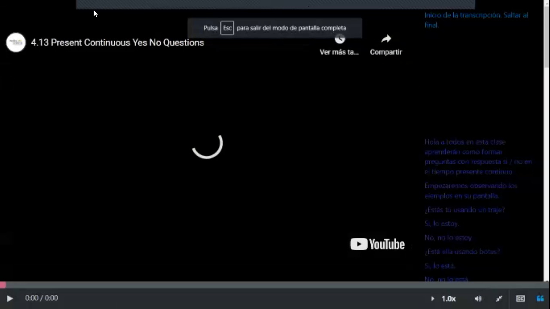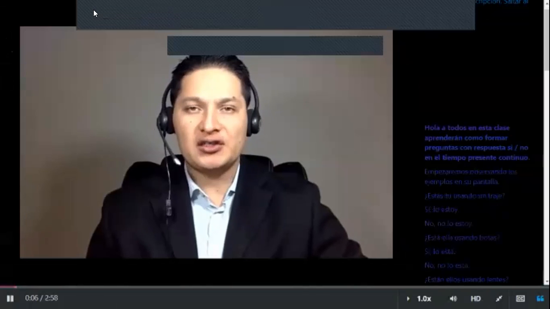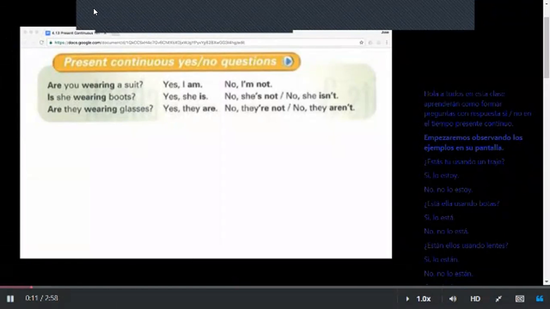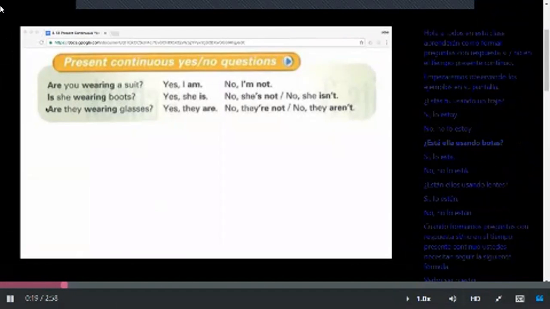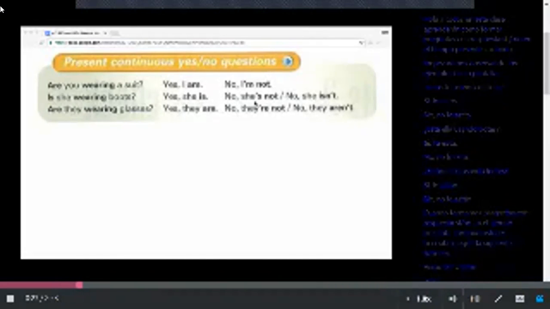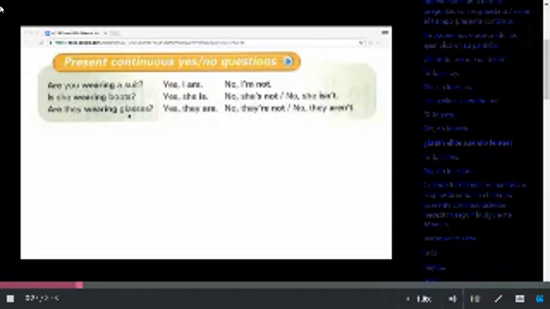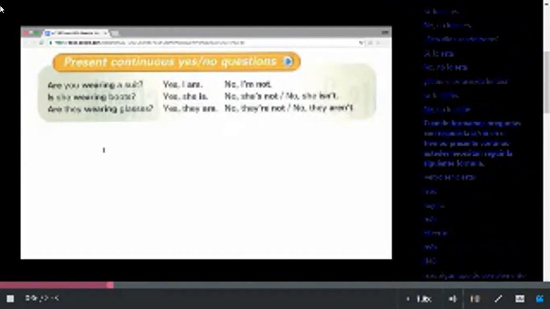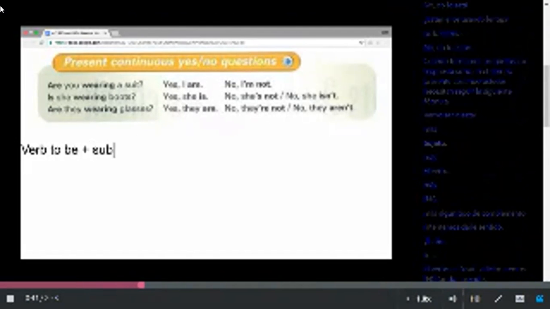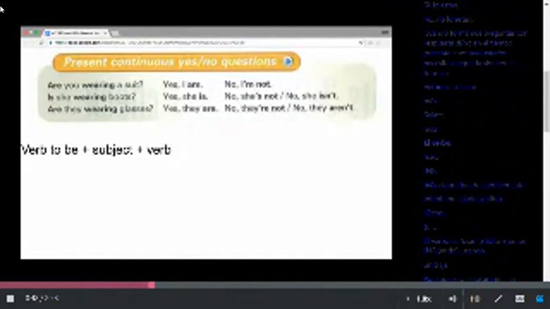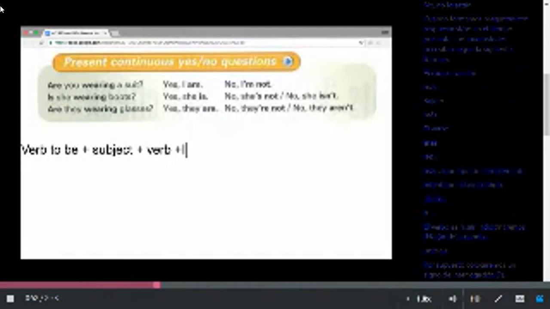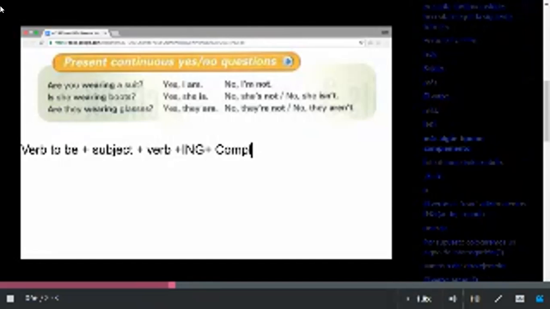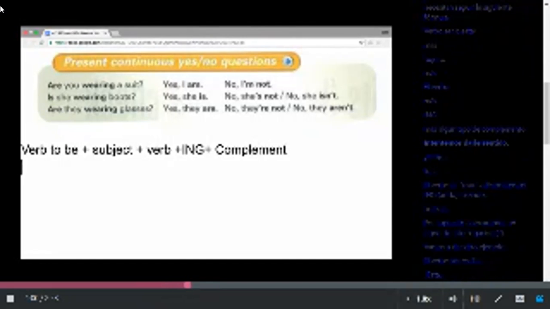Hi, everyone. In this class, you'll learn how to form yes or no questions in the present continuous tense. Let's get started by looking at the examples on your screen. Are you wearing a suit? Yes, I am. No, I'm not. Is she wearing boots? Yes, she is. No, she's not. Are they wearing glasses? Yes, they are. No, they're not. When forming yes or no questions in the present continuous tense, you need to follow this formula. Verb to be plus the subject plus the verb plus ing plus some kind of complement. So let's try to make sense of this.